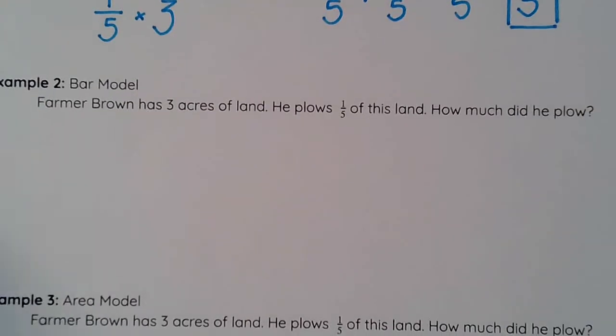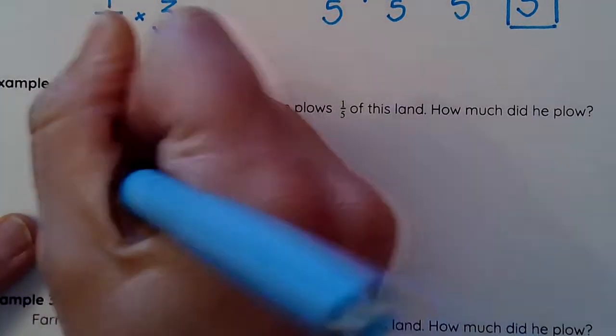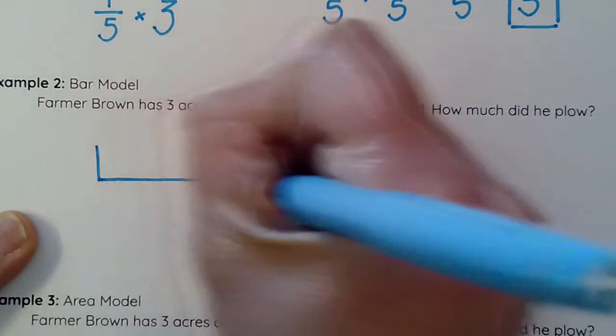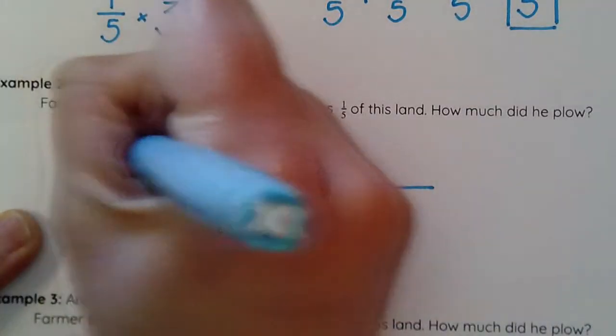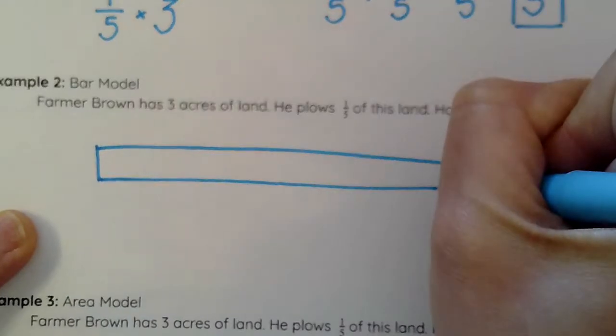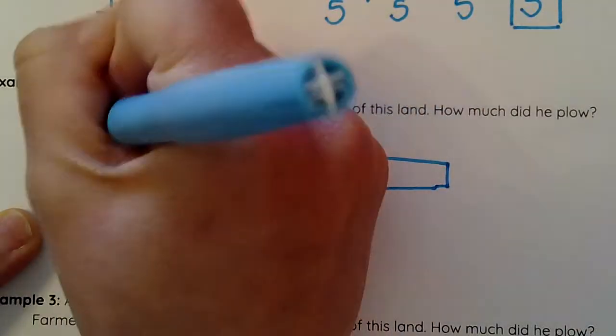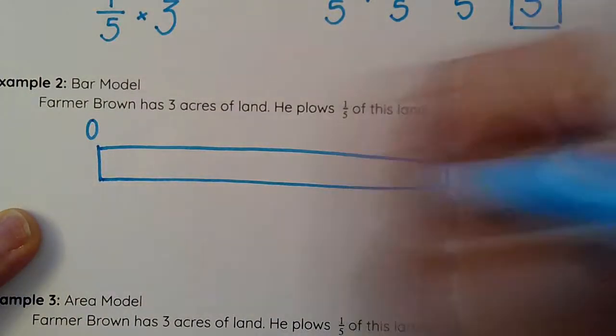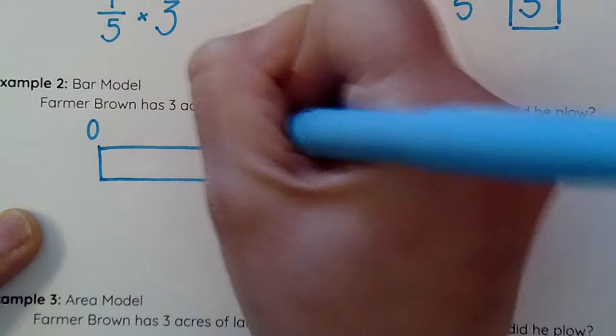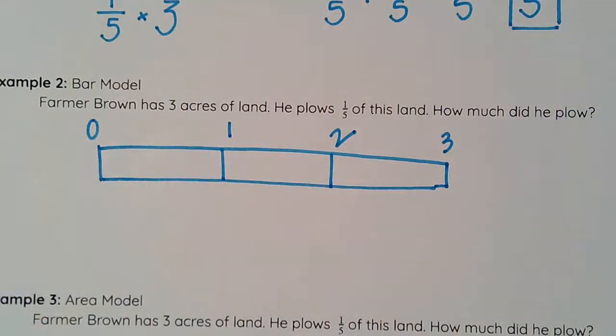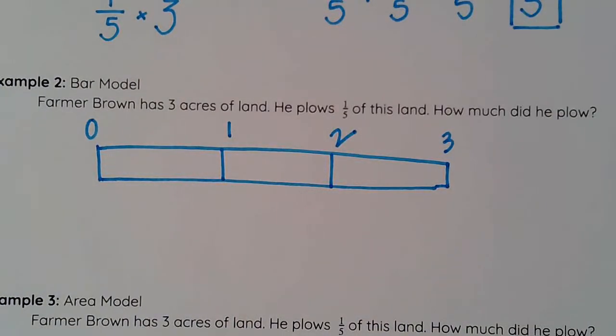Okay, so again, the same problem, but this time we're going to talk about the bar model. He has 3 acres of land. So I am going to draw a bar. Sometimes this is called a tape diagram. This is 0 acres. This is 3 acres. In the middle here, that's 1 acre, 2 acres. And he plows 1/5 of this.